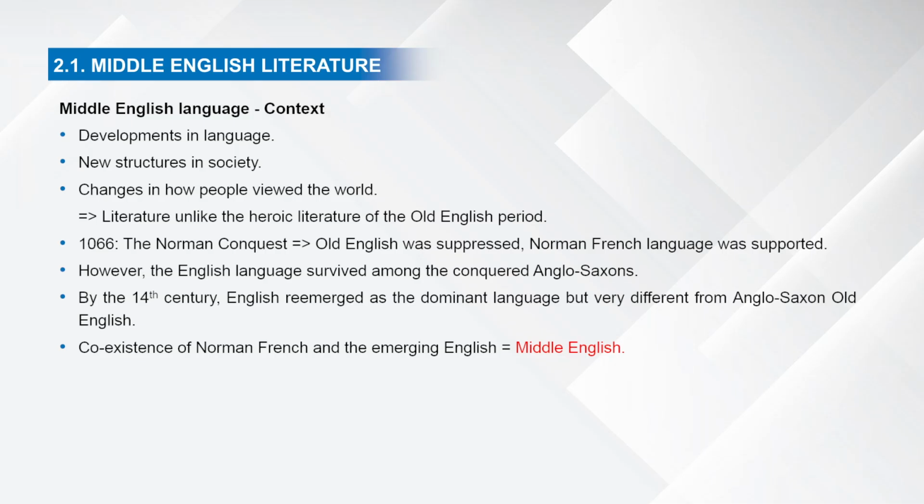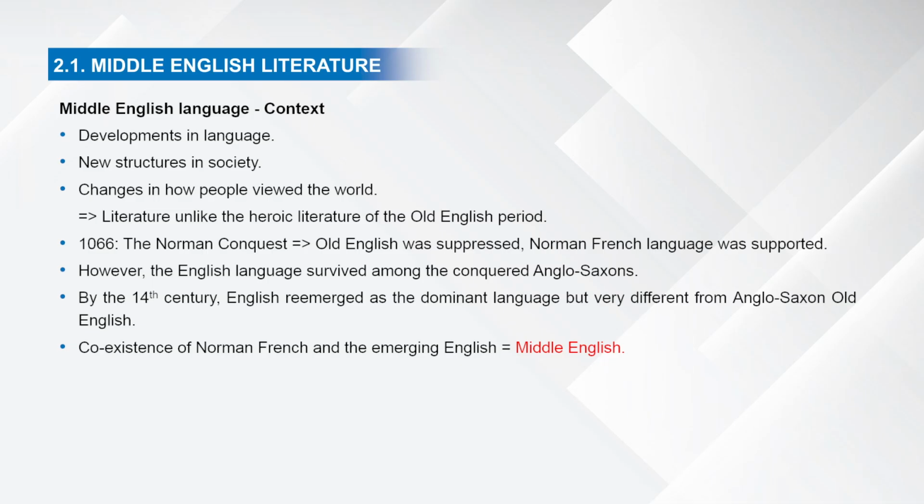So now, developments in language, new structures in society, and changes in how people view the world and their place in it produce literature unlike the heroic literature of the Old English period. After the Norman conquest in 1066, Old English was suppressed in records and official venues in favor of the Norman French language.